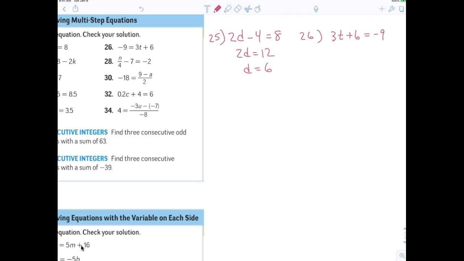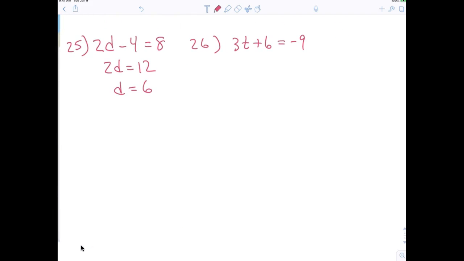Now what do I have to do to both sides? Subtract 6. And if I subtract 6, what's -9 minus 6? Yes, -15. Good job. -15. And then we just say t equals -5.